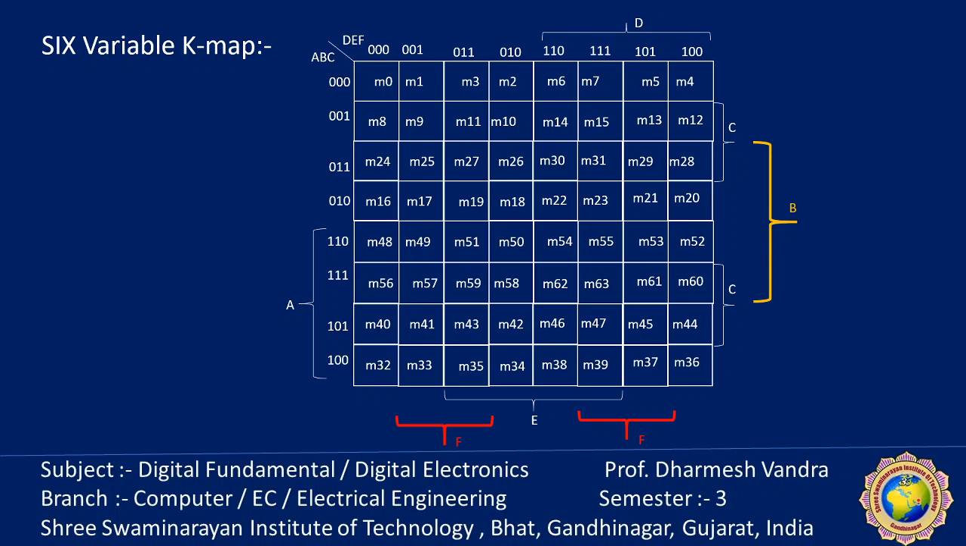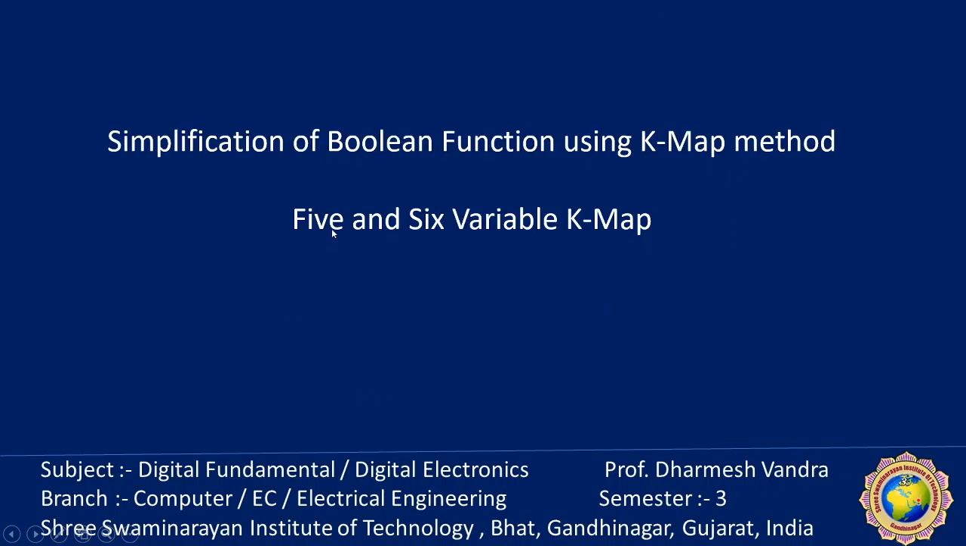Another point is that when the number of variables increases, at that time the Karnaugh method is not advisable. So in this lecture, we discussed 5 variable and 6 variable K-maps, and how we can minimize the Boolean function of 5 variables with the help of the Karnaugh method. Have a good day.